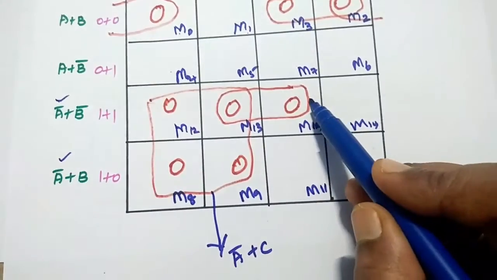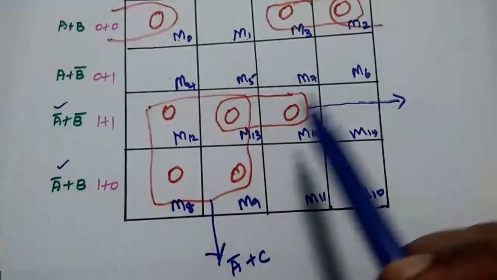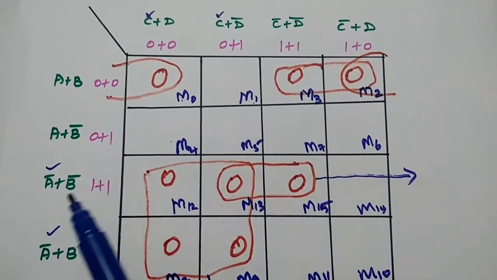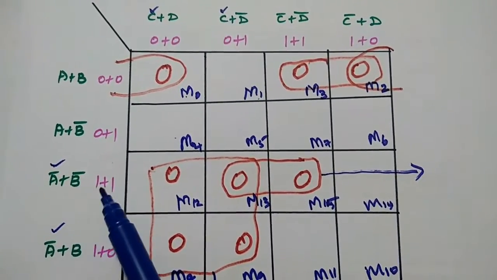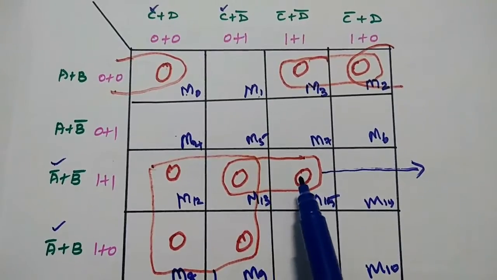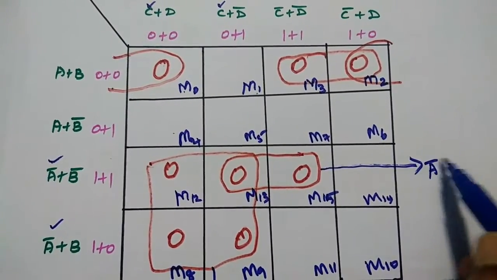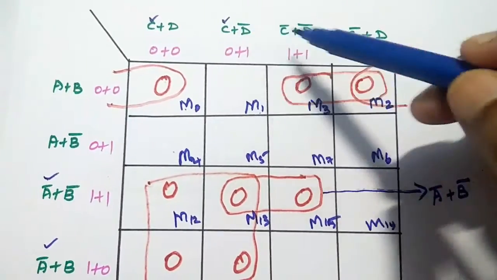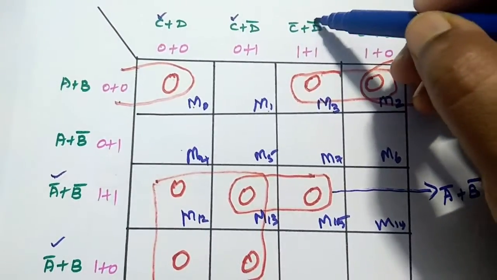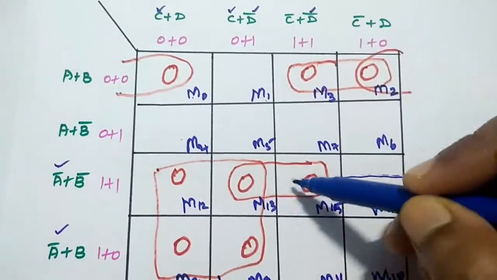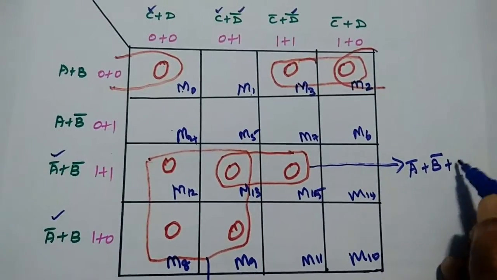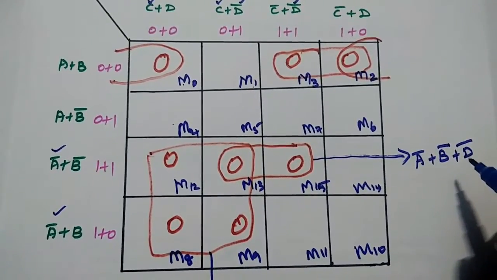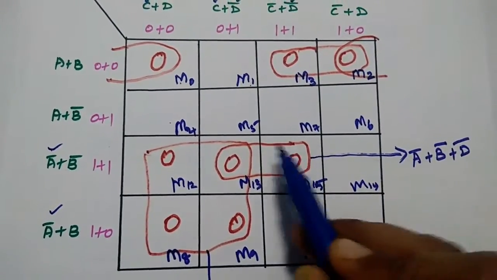So next take this group. Here for these two zeros, the common term is what? A bar plus B bar. This is common for this 0 as well as this 0, right? So we can write A bar plus B bar. Then on the column side, which one is common? D bar is common for these two zeros, correct? So we can write plus D bar. So A bar plus B bar plus D bar. This is the Boolean expression for this group.